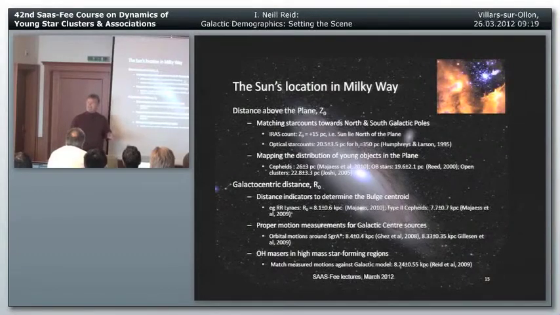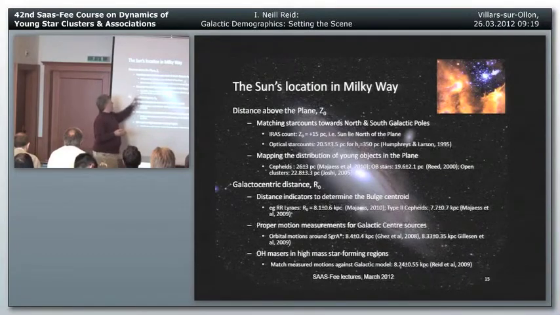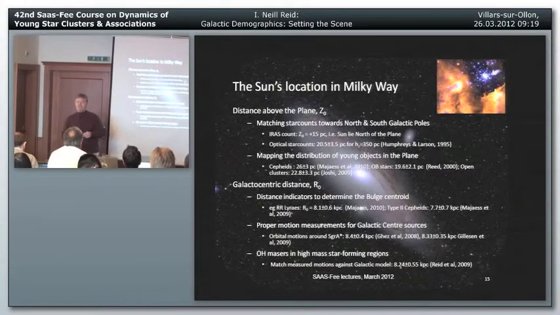One is you just count stars. You take the stellar density law looking towards the north galactic pole and then the south galactic pole, and they don't match. The reason they don't match is because you're sitting above the disk. You're actually closer to the north galactic pole than the south galactic pole, if you like. Matching the two, you find that the offset between the midplane of the disk and where the sun is about 15 to 20 parsecs.